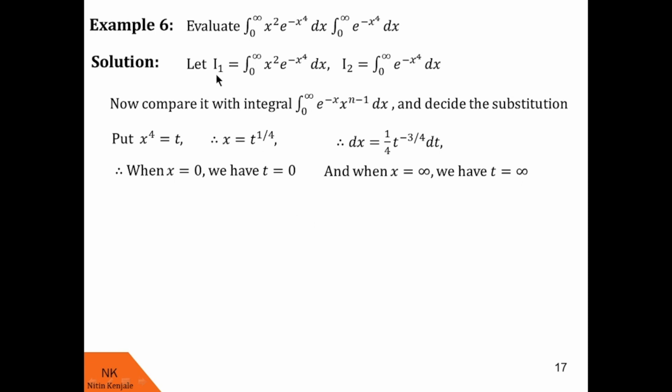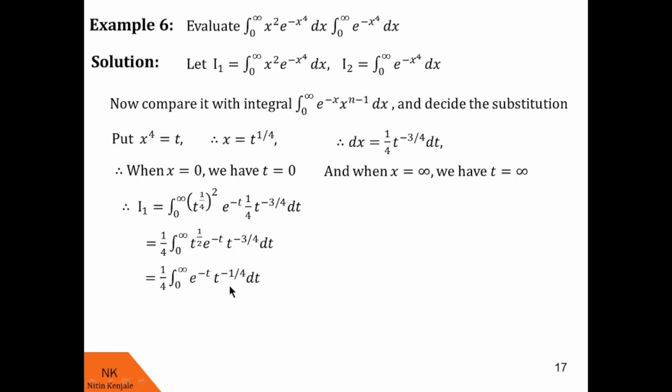Now let's solve integral 1. After transforming integral 1 by substitution x raised to 4 is equal to t, we see I1 is equal to integration of x square, that is t raised to 1 by 4 whole square, into e raised to minus x raised to 4, that's e raised to minus t, into dx, which is 1 by 4 t raised to minus 3 by 4 dt. After taking out the constant term and multiplying the t terms, we see it is equal to 1 by 4 integral of e raised to minus t into t raised to minus 1 by 4 dt, which is same as 1 by 4 gamma of 3 by 4.